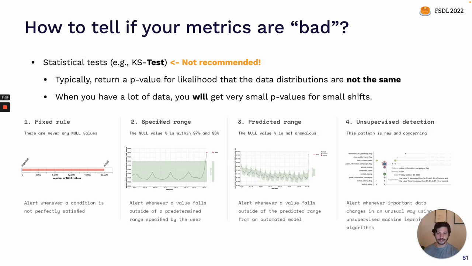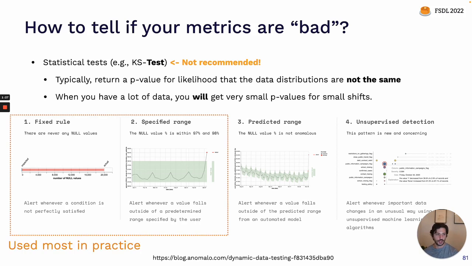Better options than statistical tests include the following. You can have fixed rules, like there should never be any null values in this column. You can have specific ranges, so your accuracy should always be between 90 and 95%. There can be predicted ranges, so the accuracy is within what an off-the-shelf anomaly detector thinks is reasonable. Or there's also unsupervised detection of just new patterns in this signal. And the most commonly used ones in practice are the first two, fixed rules and specified ranges. But predicted ranges via anomaly detection can also be really useful, especially if there's some seasonality in your data.